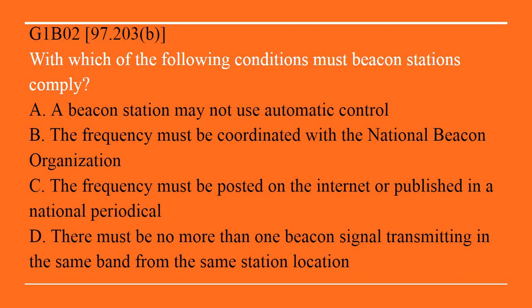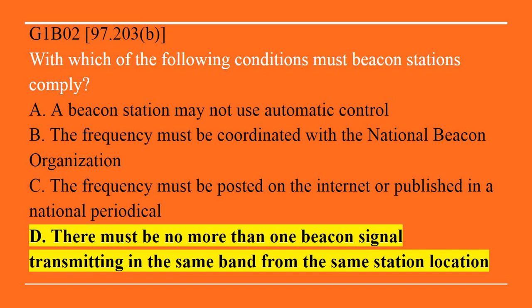G1B02. With which of the following conditions must beacon stations comply? A. A beacon station may not use automatic control. B. The frequency must be coordinated with the National Beacon Organization. C. The frequency must be posted on the internet or published in a national periodical. D. There must be no more than one beacon signal transmitting in the same band from the same location. Correct answer here is D.